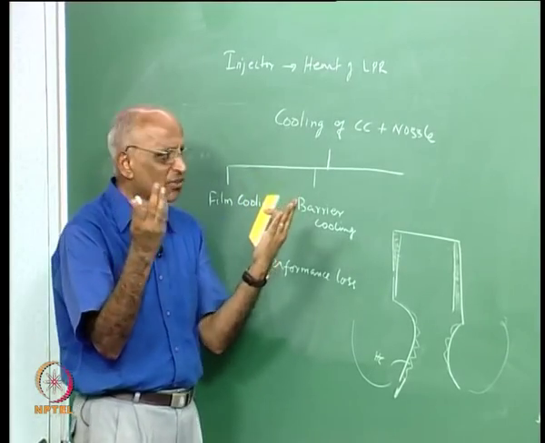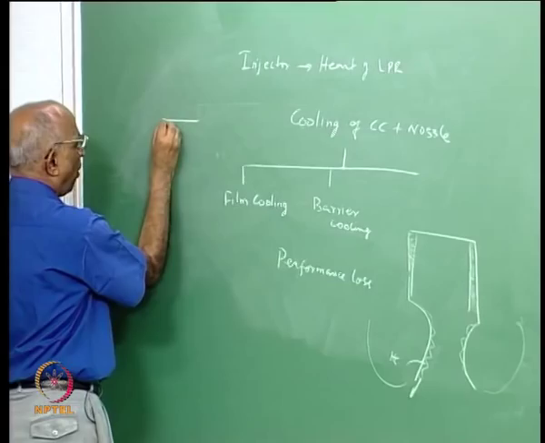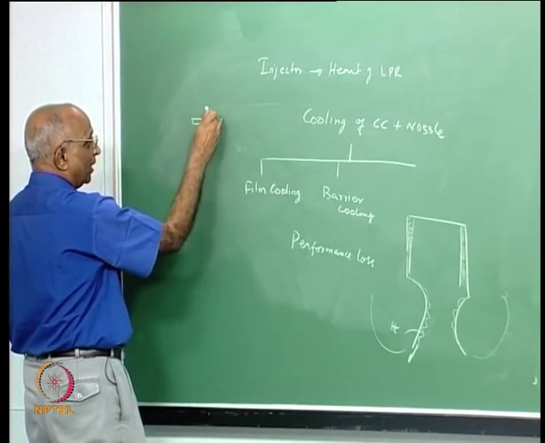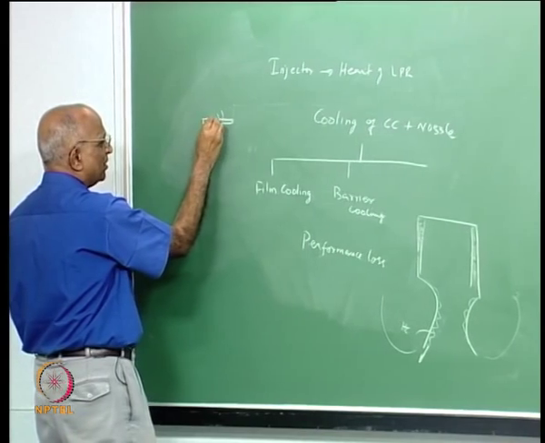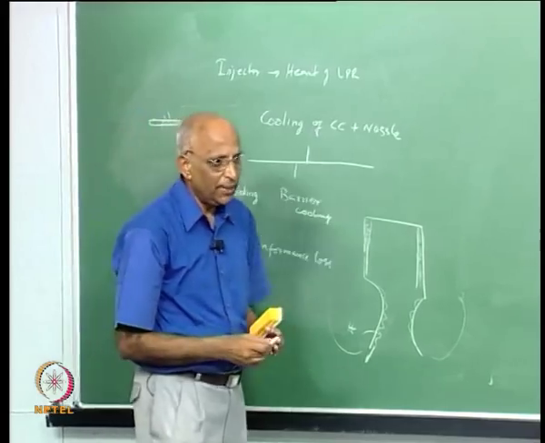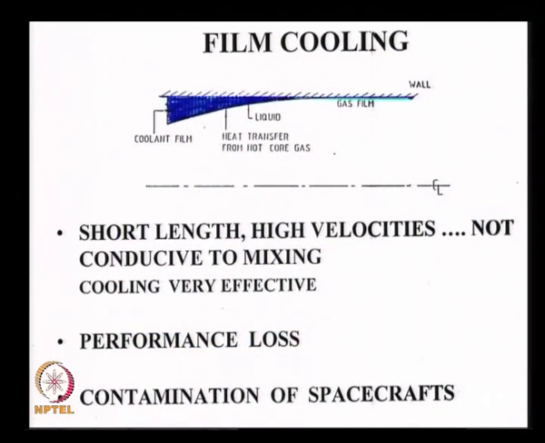A spacecraft consists of sensors. What are sensors? You have optical quality glass which allows radiation to go in some way, or it looks at the radiation from the earth. Sometimes these get contaminated because of the film cooling. We will keep that in mind. Well, this is all about film cooling.